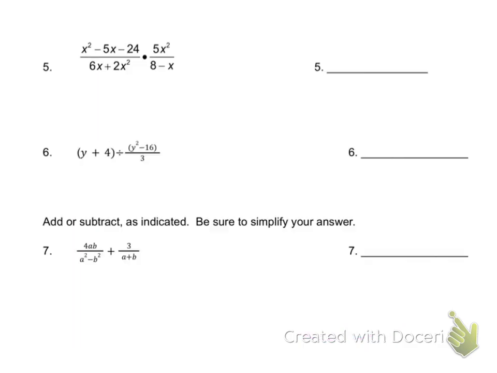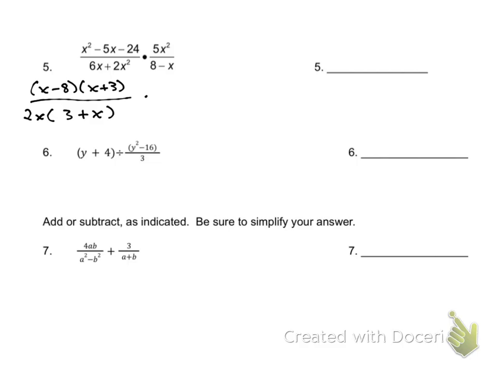Number 5. That's going to give us negative 8 and 3. So x minus 8 times x plus 3 over, it's a GCF of 2x, which leaves us with 3 plus x, times.